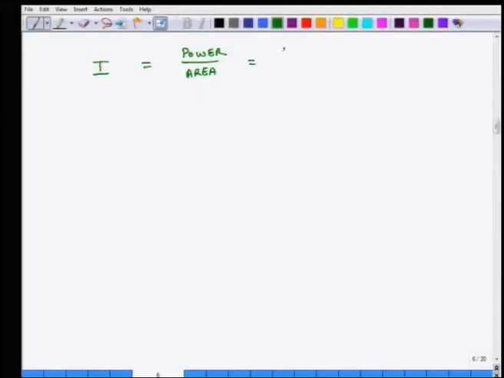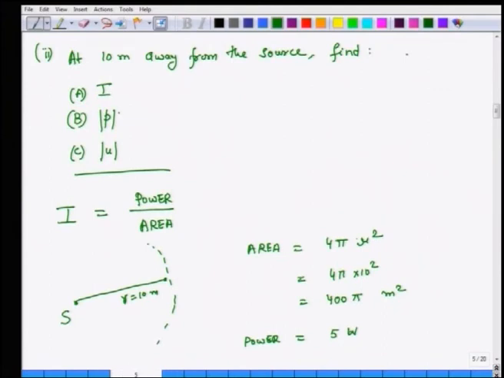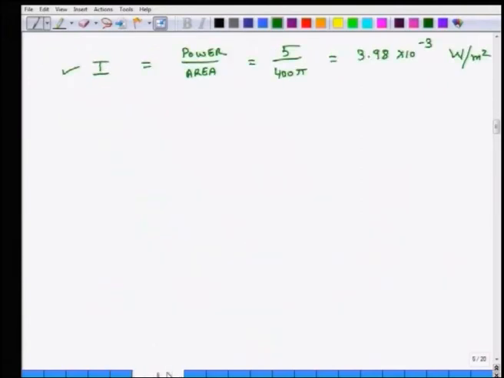So, this is equal to 5 over 400π, and if we do the calculations, this comes to 3.98 times 10 to the power of minus 3 watts per square meter. So, we have figured out the value of I. Our next job is to find the value of the amplitude of pressure.